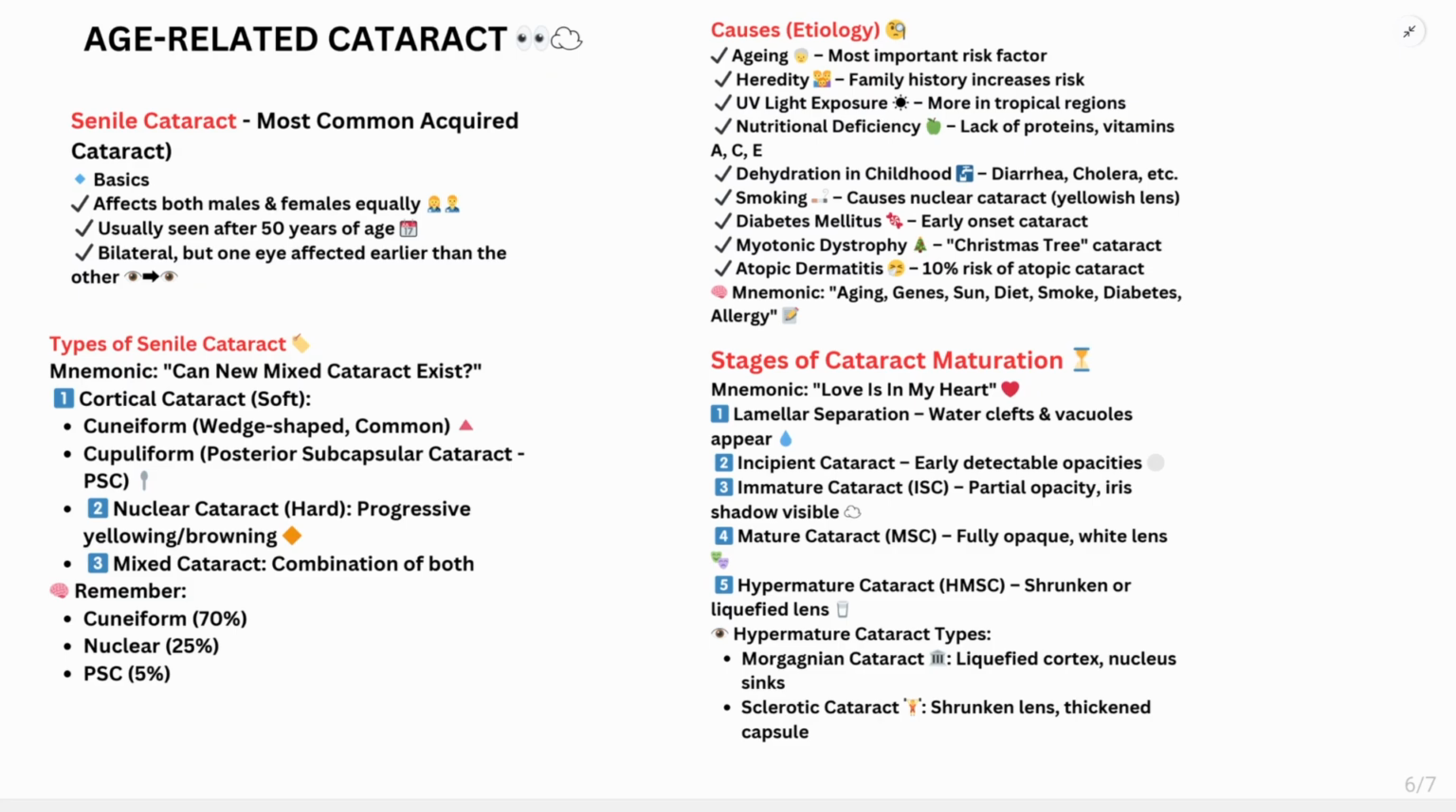Today we are going to discuss age related cataract. This is the most frequent question that we ask our patients while taking history. That question is, do you have cataract? In Telugu they are called as suklalu.